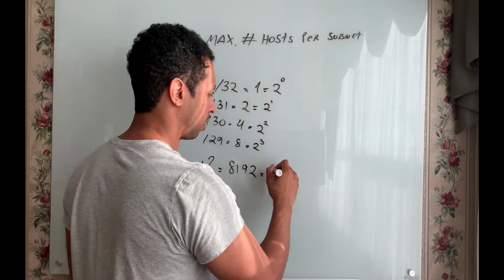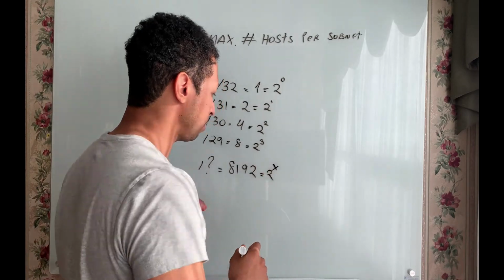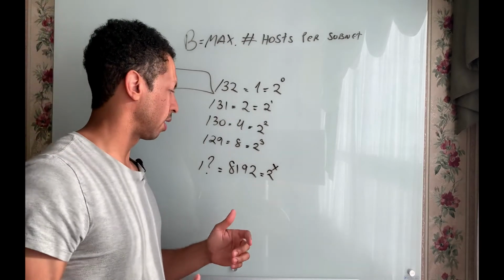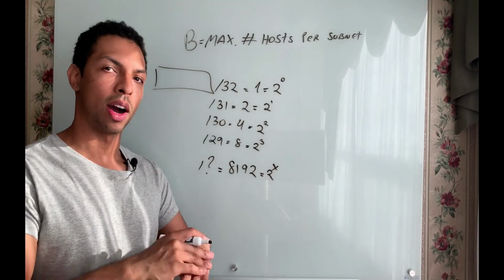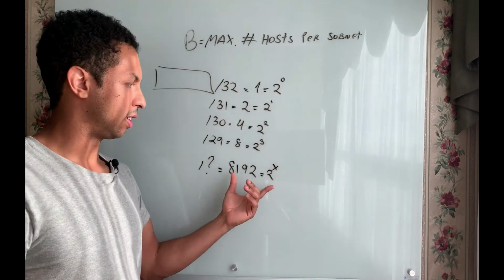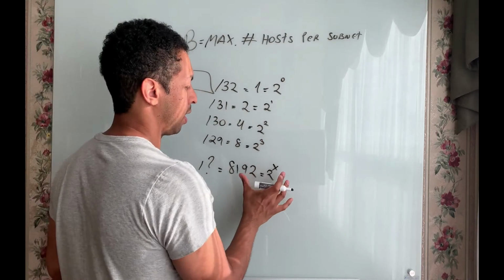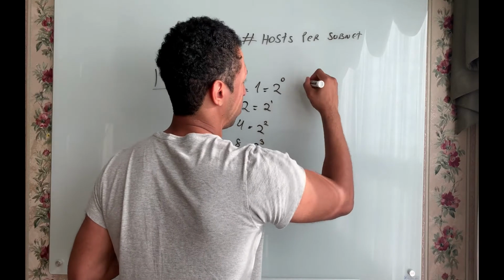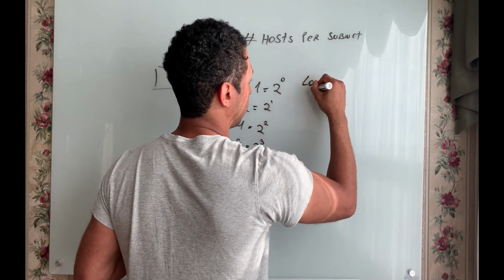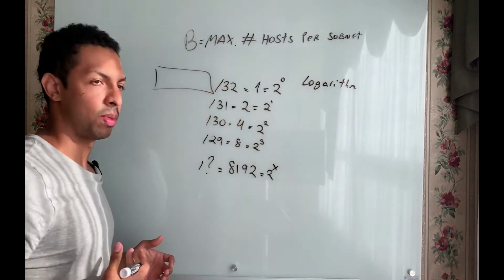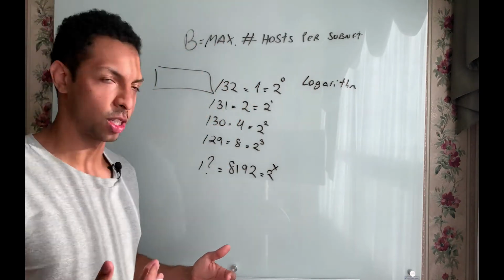I still don't know. Let's call it x. And what we need to do here is to try to find x. To find x, we need to isolate x. And this is an exponentiation. If you want to isolate the x in this case, we need to use something which I'm sure you've heard about, which is called logarithm. And logarithm is basically the inverse function of exponentiation.